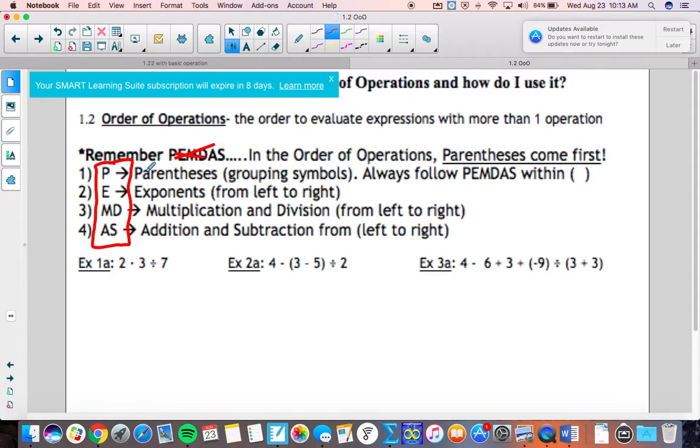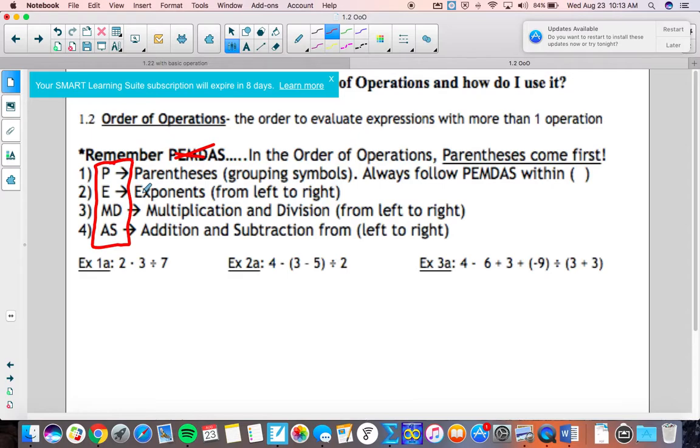We need to solve or simplify whatever is within parentheses. Within those parentheses, or if there are no parentheses, then we look for exponents. We have to simplify exponents next. After we've simplified parentheses and exponents within parentheses and exponents in general, then we move on to multiplication and division.